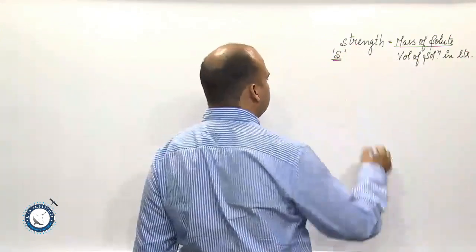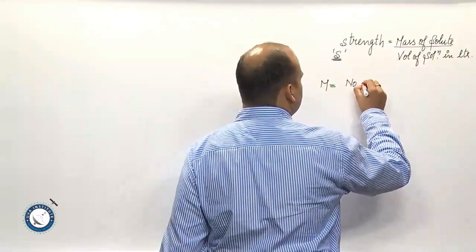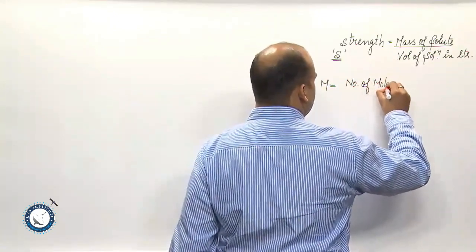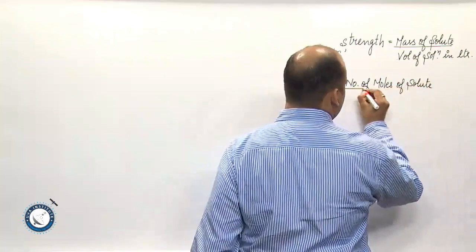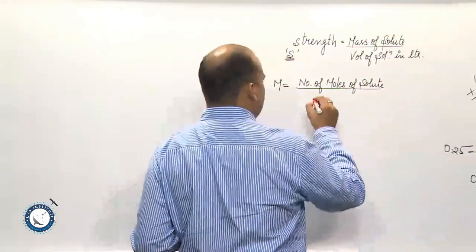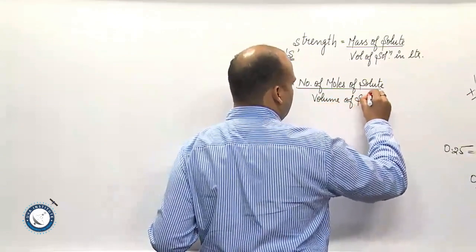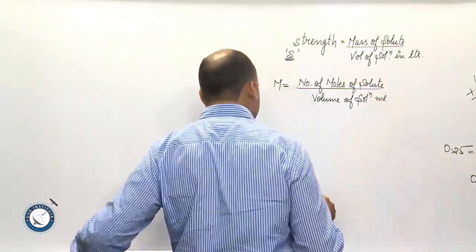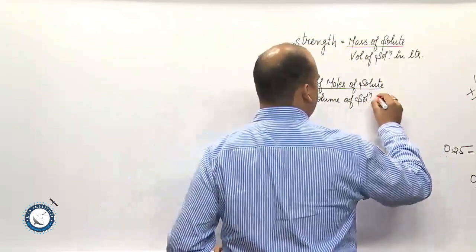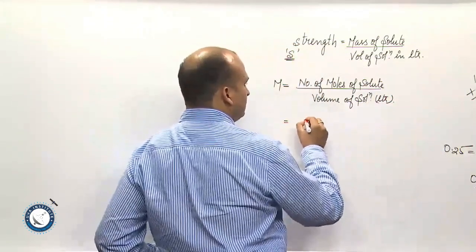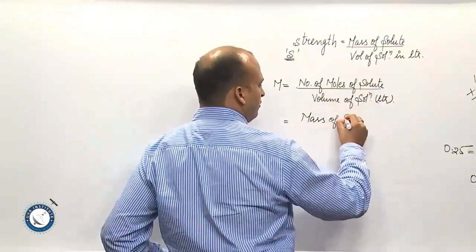Now you will see, what is molarity? Molarity is number of moles of solute upon volume of solution. I will take it in liter as well. So this is written as, number of moles of solute can be written as mass of solute.